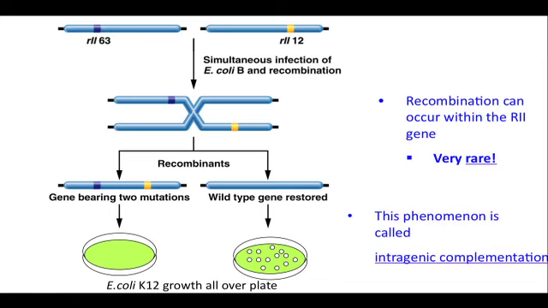And this phenomenon is called intragenic complementation. And what it showed is that genes are not special. Their DNA is the same as any other DNA, and any piece of DNA at all can undergo recombination.